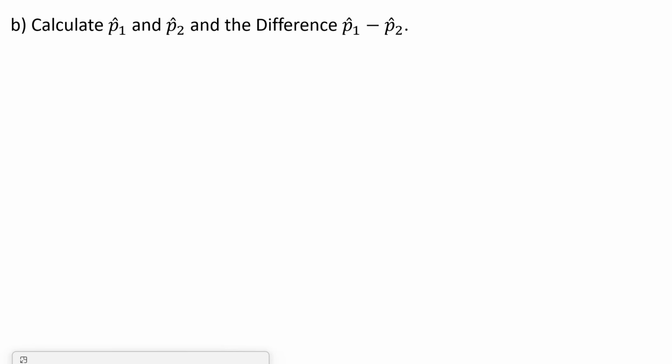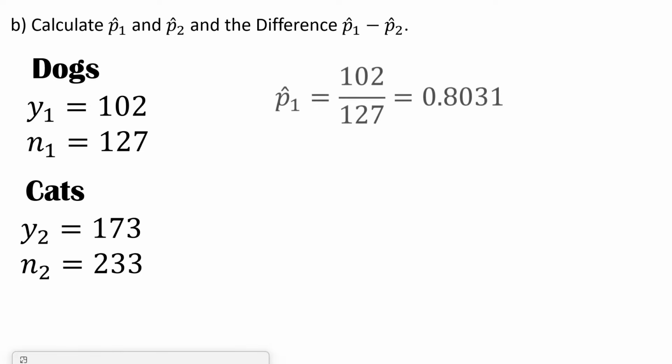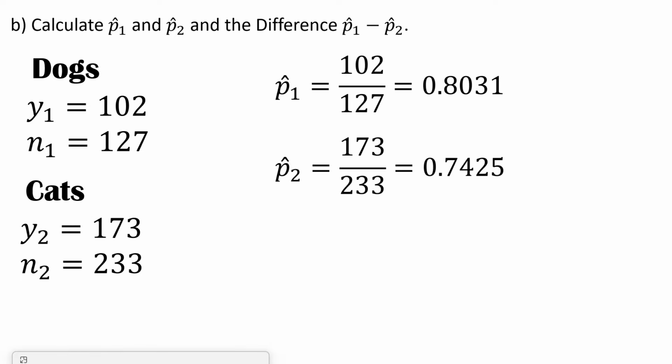Next, we do the calculations. We need our proportions and the difference between them. So those proportions are very straightforward to calculate. The difference between them, 0.0606. So what this represents is a point estimate, and it's our best estimate of the difference between the two proportions, P1 and P2.